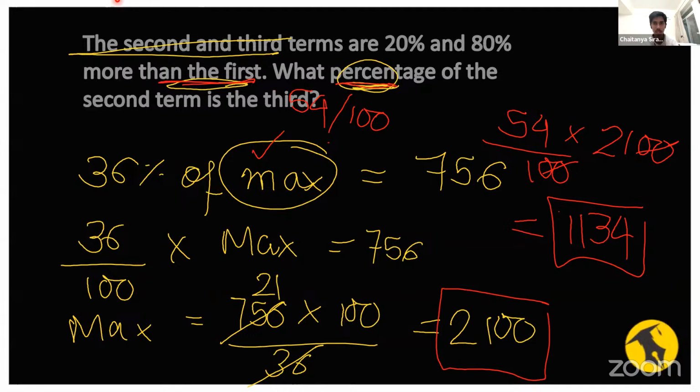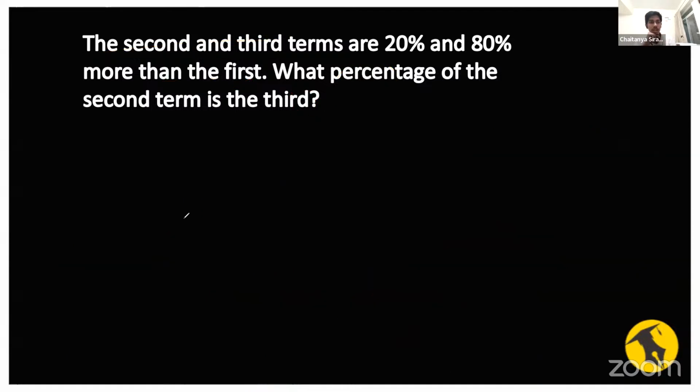I'll clear the annotation. All right. It says second and third term are 20% and 80% more than the first. Okay. Here we don't have any information about what is the actual value. We just have to deal with percentages. So how can I write that?